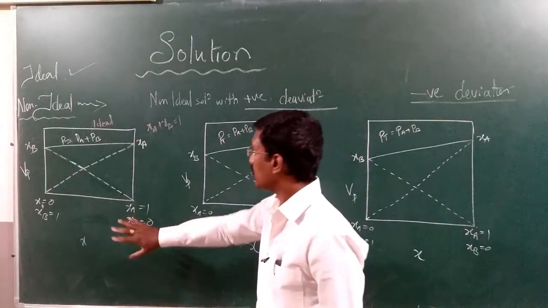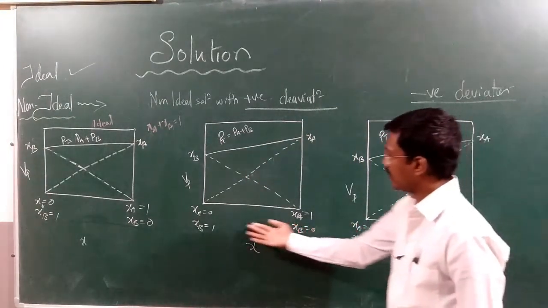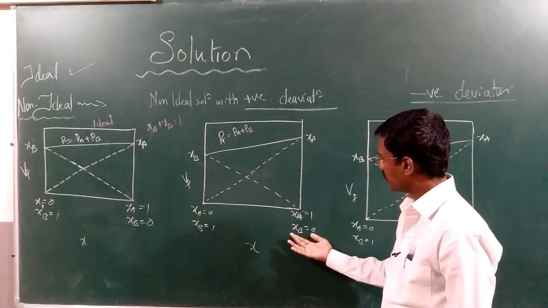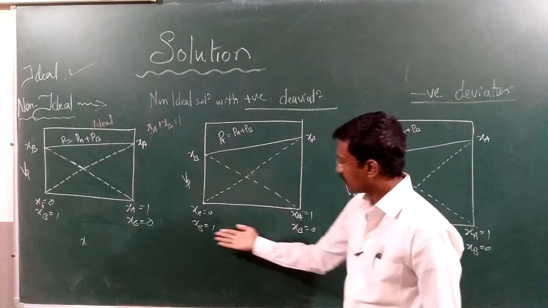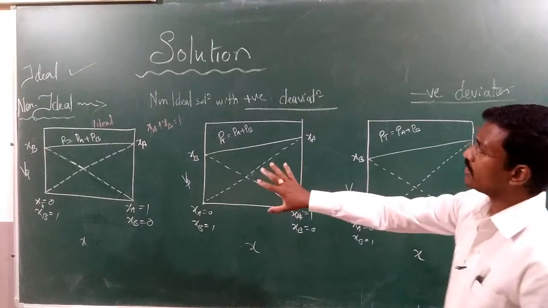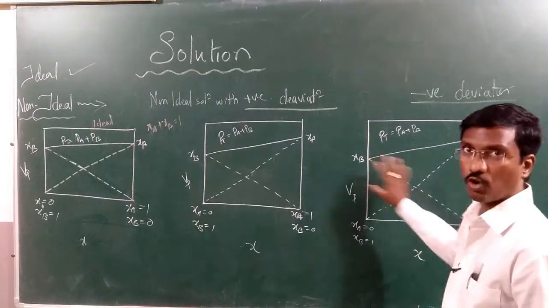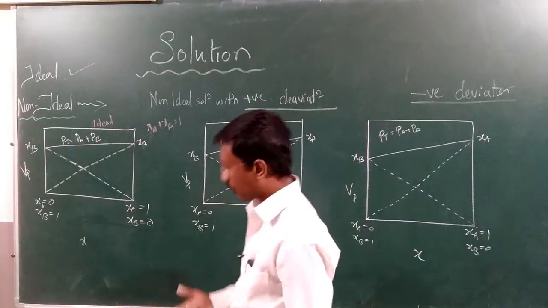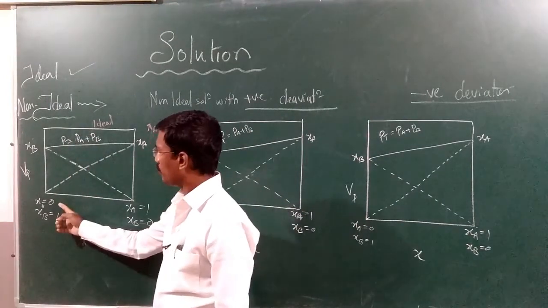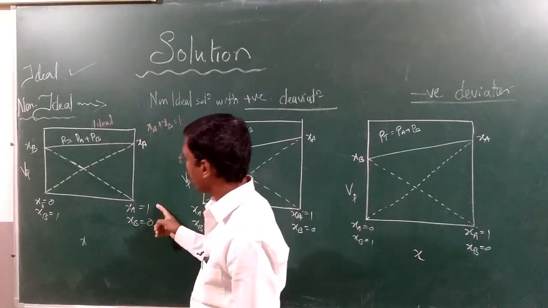It will happen in the ideal solution and also in the non-ideal solutions with positive and negative deviation. The same thing is happening: as XA increases, the mole fraction increases. As XB increases from right to left, the vapor pressure is also increasing. Whatever I have drawn first is the same in the ideal and these two non-ideal cases. Keep that in mind. Now I am going to explain it. In the ideal solution, XA is 0 and XB is maximum; here XB is minimum and XA is maximum.